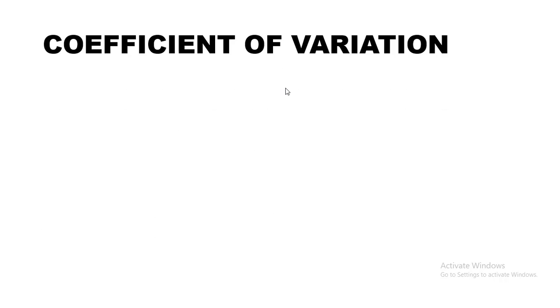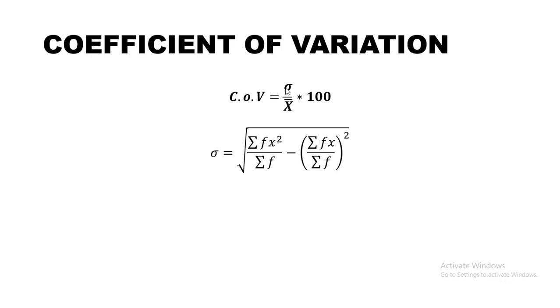Alright, so we're moving on to the last coefficient, which is coefficient of variation. As you know, the formula is sigma upon mean multiplied by 100. Sigma is the square root of summation fx squared divided by sum of f, minus summation fx upon sum of f, whole squared. Now I've used the computational form here. You can also use the definitional form, the other formula. It is completely up to you.